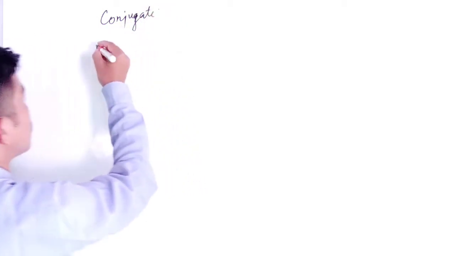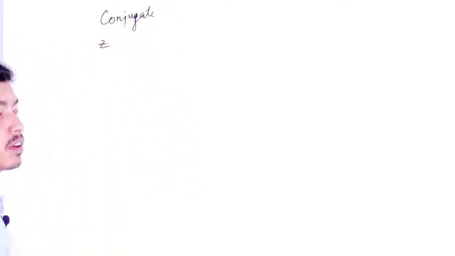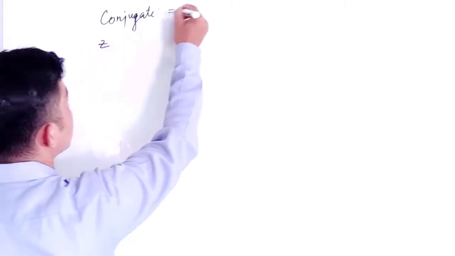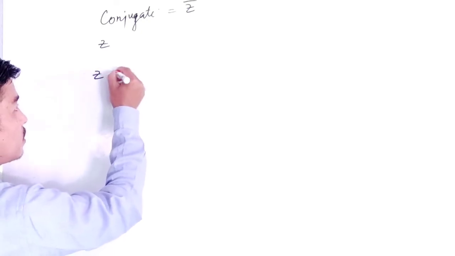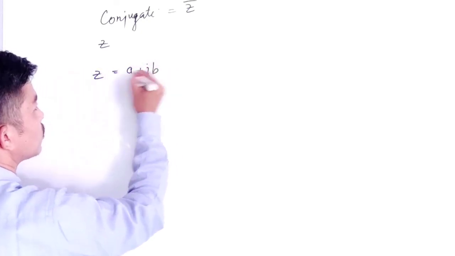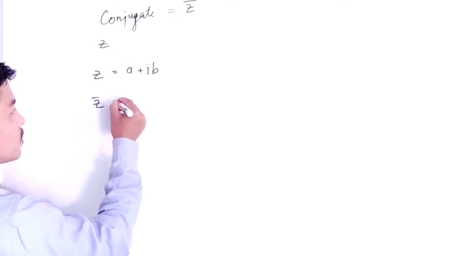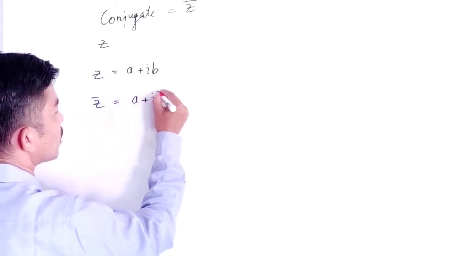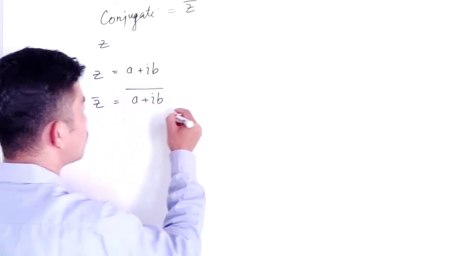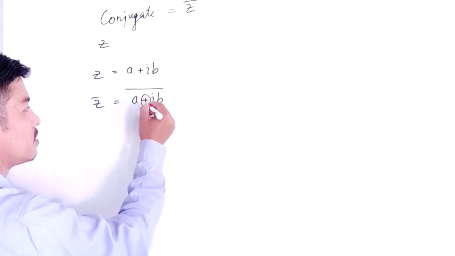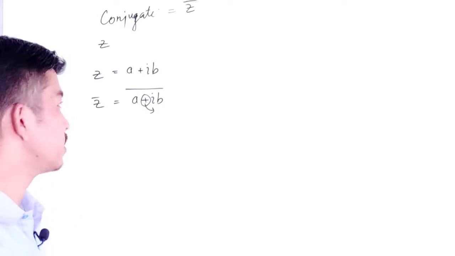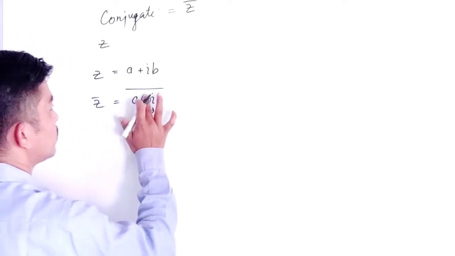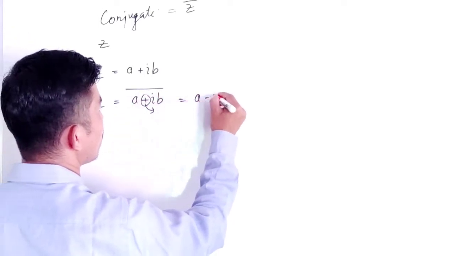So the conjugate is represented usually by, if z is a complex number, then its conjugate is represented by z bar. If I have z equals a plus ib, what will be its conjugate? Its conjugate will be a plus ib whole bar, which, just by changing the sign of the imaginary part, we get the conjugate of a given complex number. Therefore the z conjugate will be a minus ib.